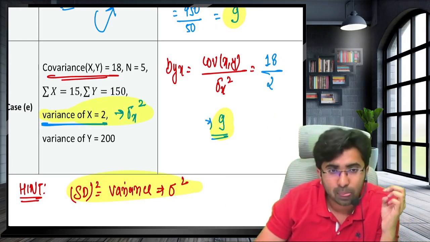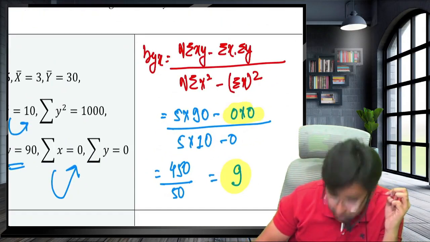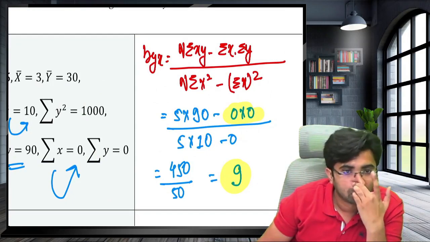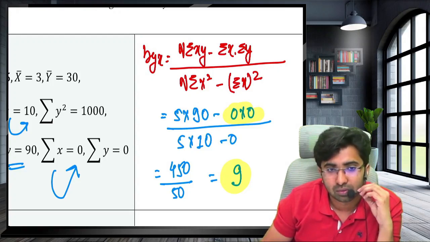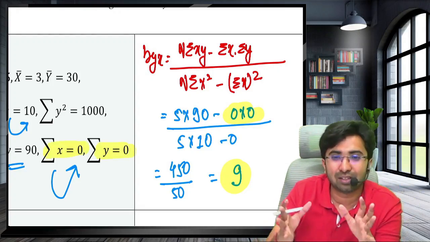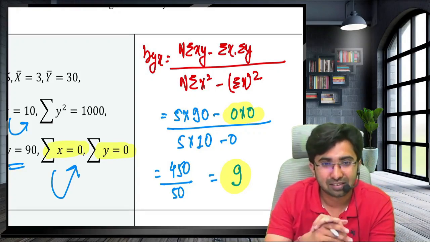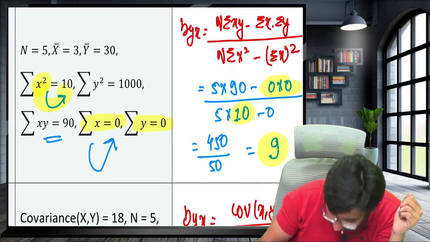Which one? Yes. Why have I taken 0 here? Please ask your question again. No, the summation is 0. Everything is given 0, guys. No, see, x square summation is given already. So I will take only 10.